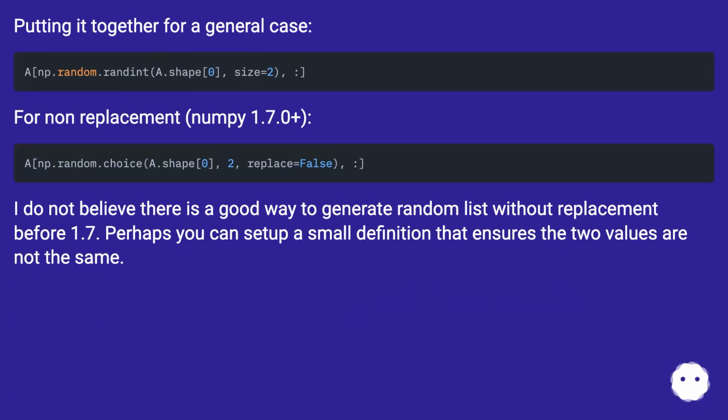Putting it together for a general case. For non-replacement, NumPy 1.7.0 plus. I do not believe there is a good way to generate a random list without replacement before 1.7. Perhaps you can set up a small definition that ensures the two values are not the same.